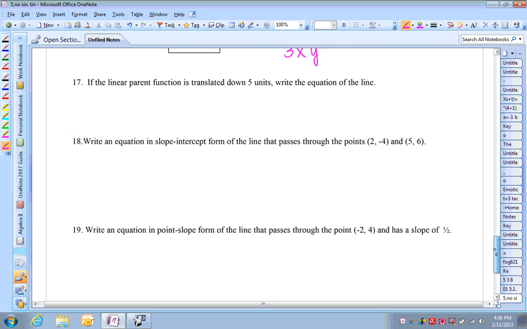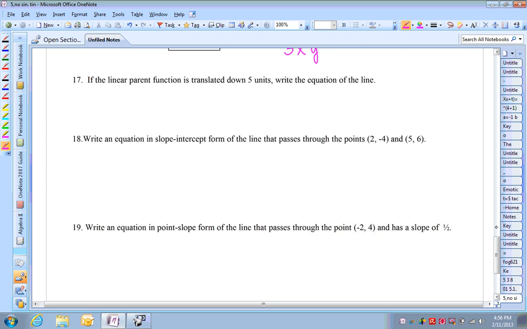Okay, problems 17, 18, and 19 are review problems from our Unit 8 test over equations of lines. In problem 17, it says that the linear parent function is translated down 5 units. Write the equation of the line.